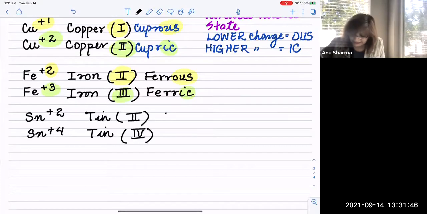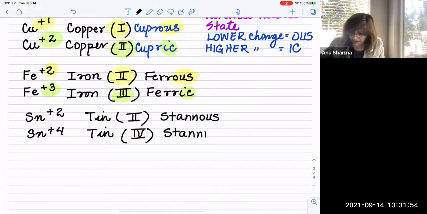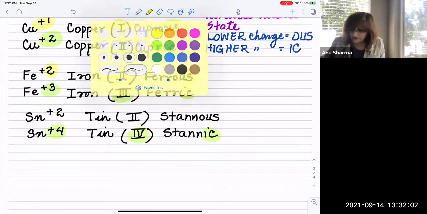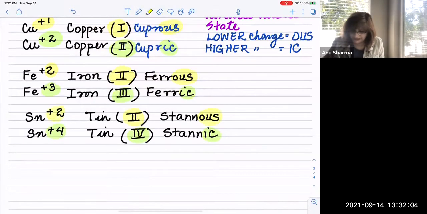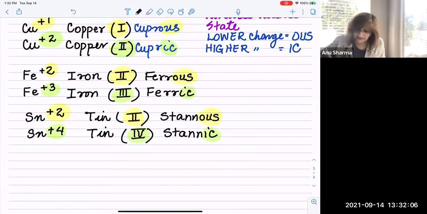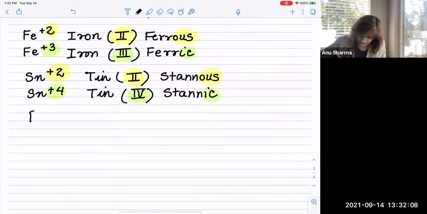Tin(II) is stannous, -ous, and tin(IV) is stannic, -ic. Okay, so once again, the higher is +4. The lower is -ous, the +2 state. Again, there's another one, lead, Pb +2 and Pb +4.